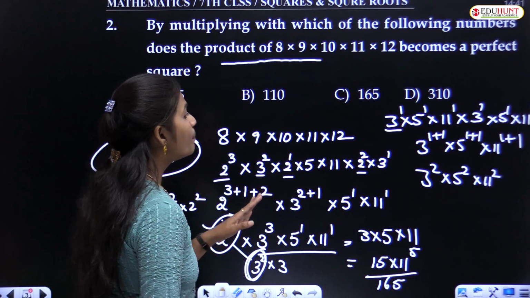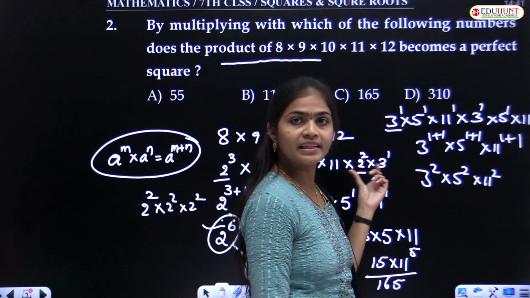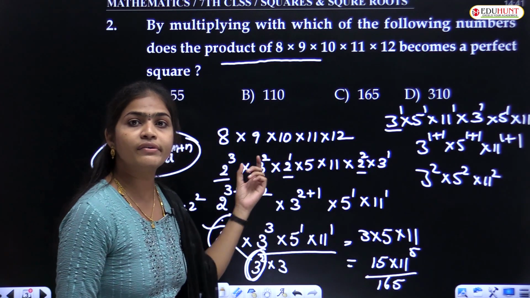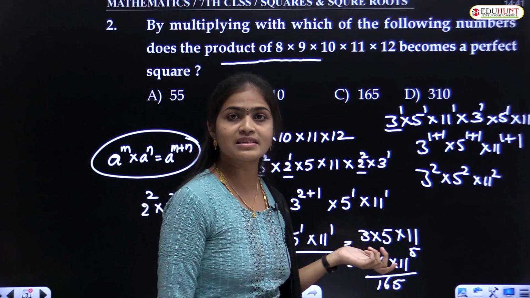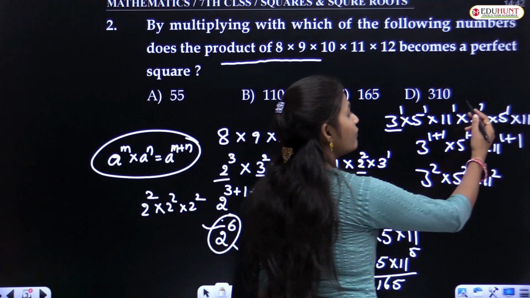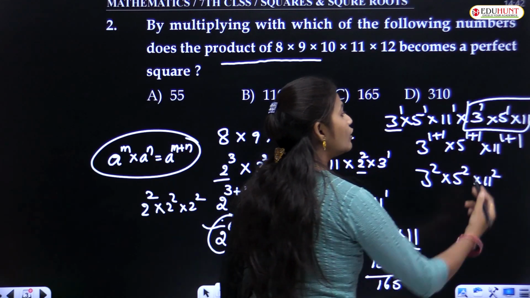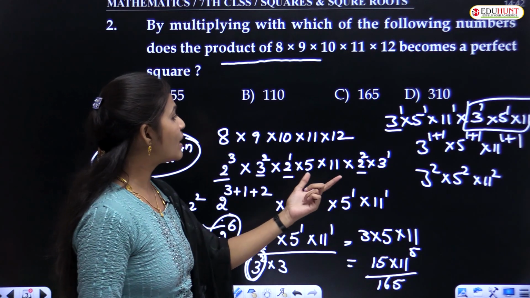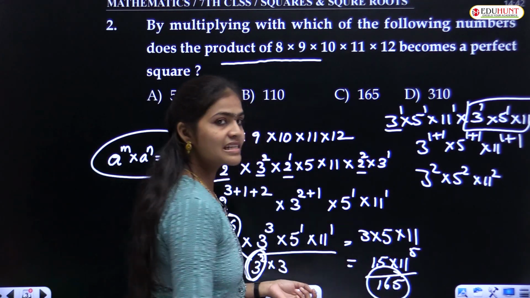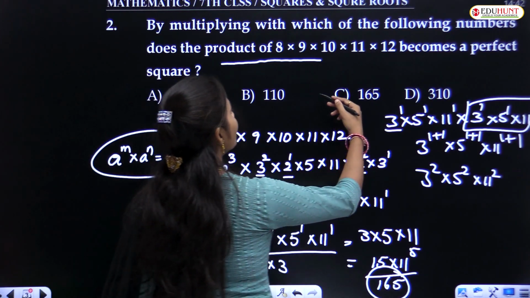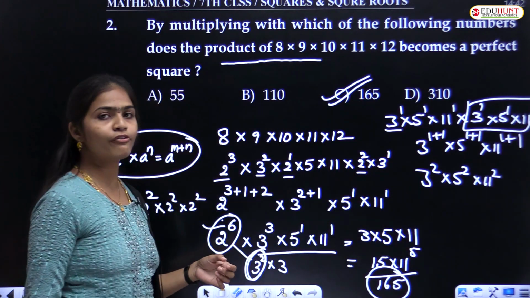Okay, now by which number do we have to multiply this total number so that we get a perfect square? By which number did we multiply here? These numbers only, no? 3 into 5 into 11. That's why its product is equal to 165. So the number we have to multiply by is 165.